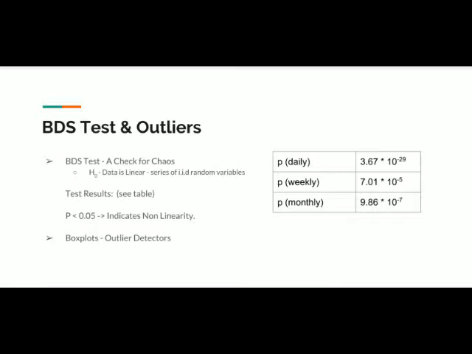Next, we move on to plotting a series of box plots to detect outliers. The outliers come out to be a minimum for monthly global active power, which is indicative of using SARIMA for monthly data and LSTMs for daily and weekly.